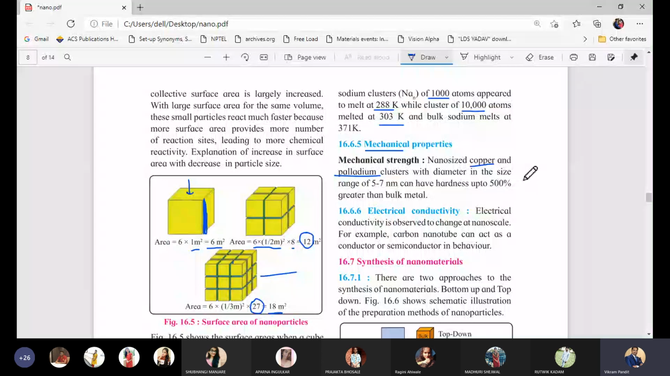Then electrical conductivity is also increasing.